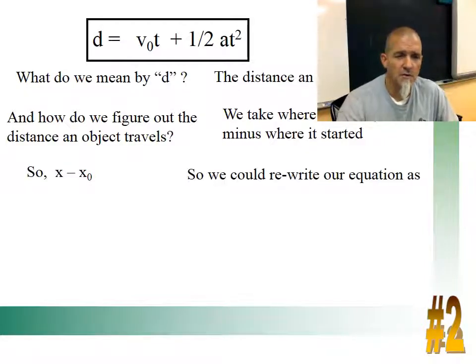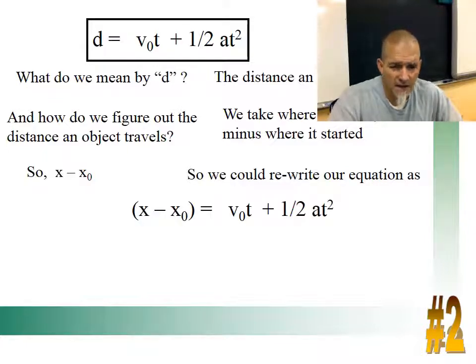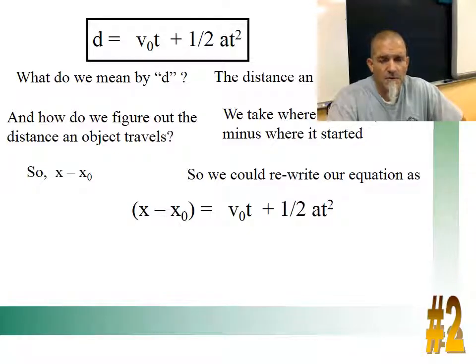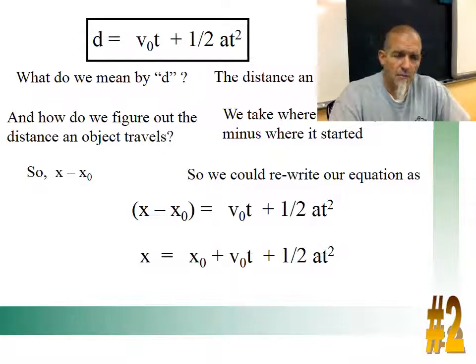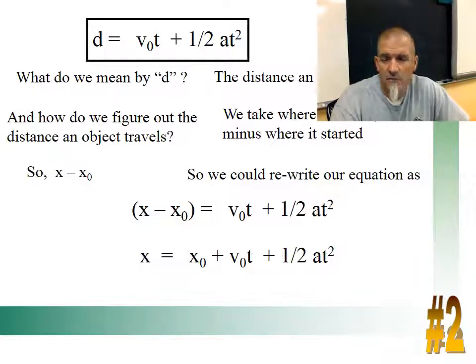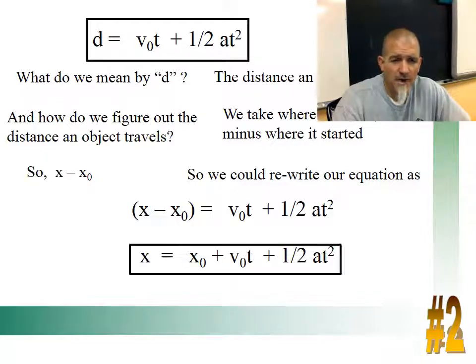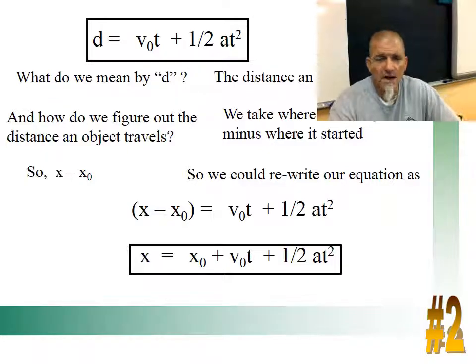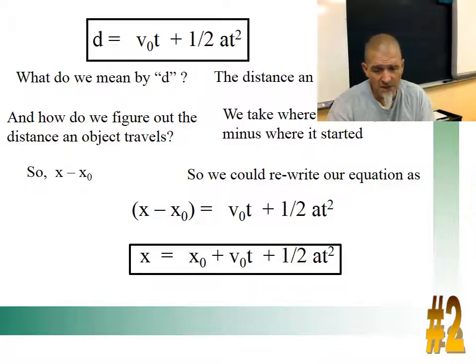And so we could rewrite our equation, instead of writing it as d, we could rewrite it as this. x minus x0 equals v0t plus 1/2 at squared. Rewriting that a little bit, or isolating the x by itself, we could add x0 to both sides, and so rewrite it like this: x equals x0 plus v0t plus 1/2 at squared. And this is the way that this equation is written on your AP equation page, which you'll be receiving shortly. It's the same equation as the equation at the top of the page. It's just written in a different form.